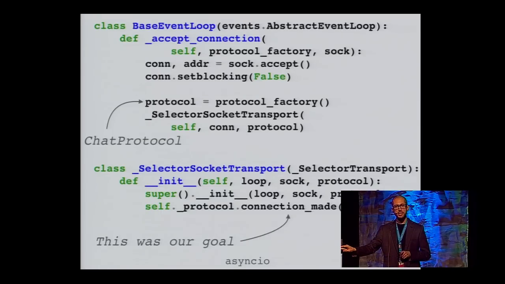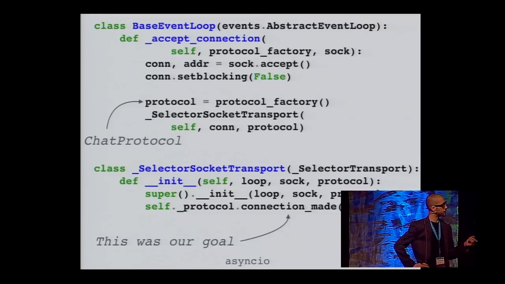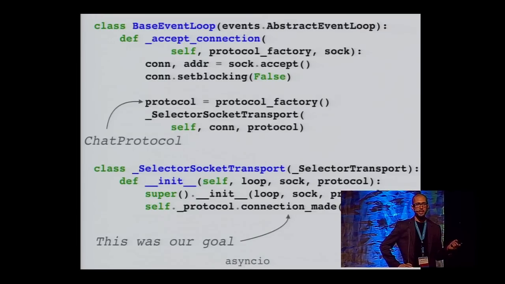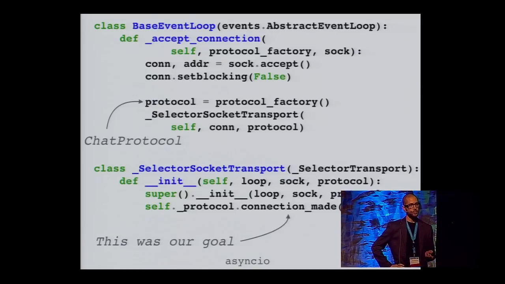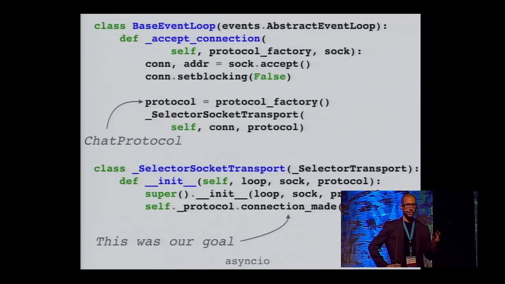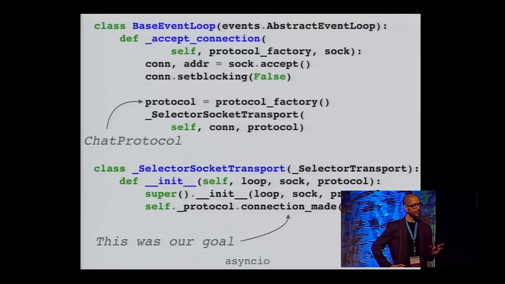We wanted to see how a client connecting to us caused that method called onConnect to get executed. And here you can see that we've called connection made on the protocol. That makes another function call too. And it calls onConnect, which is what we wanted to see. So does that mean that we understand how async works?